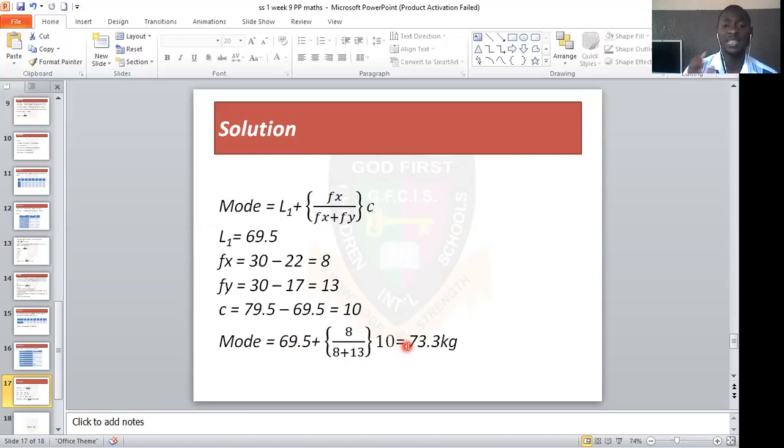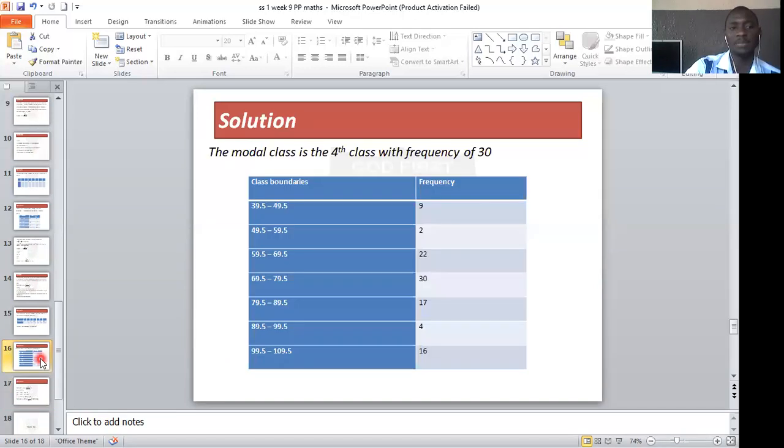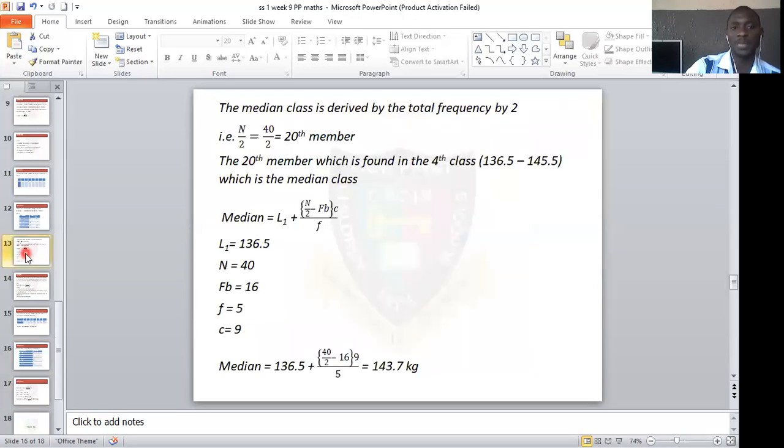That is, 73.3 kg is the mode of the grouped data from the question given. So this is how to calculate the median, the mode, and all these parameters. From this question, I think I should go through this question again with you.